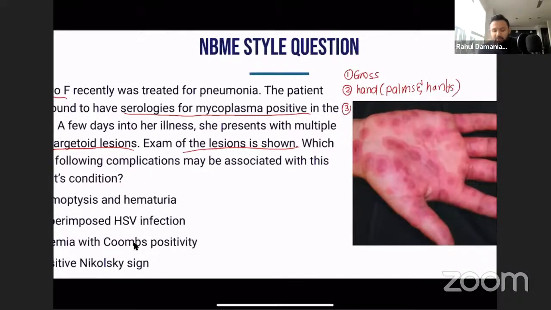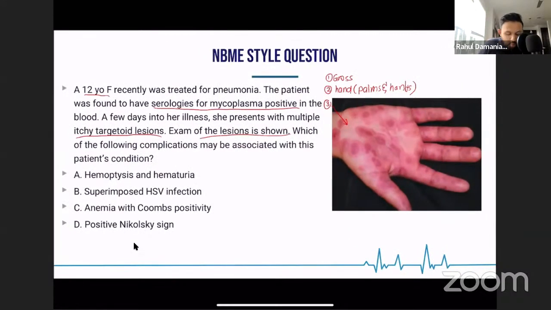And number three, look for normal, abnormal, or asymmetry. You see that this patient has a targetoid type rash in the setting of mycoplasma, and it has that dusky center. Which of the following complications may be associated with this patient's condition? A, hemoptysis and hematuria, B, superimposed HSV infection, C, anemia with Coombs positivity, or D, positive Nikolsky sign. What do you think is the answer here?